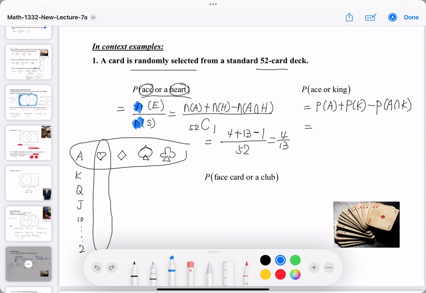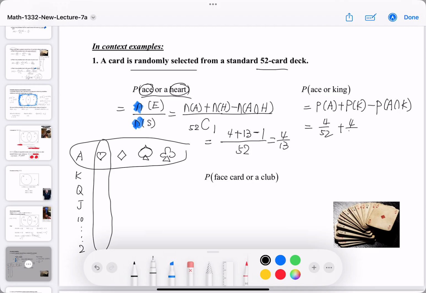Okay, P of A. The probability of finding an ace is 4 over 52. Totally, we have 4 aces. And the P of king, how many kings do we have? We have 4 kings.